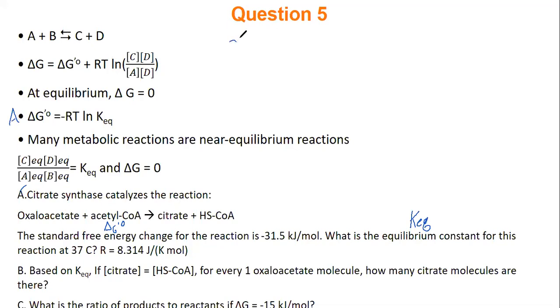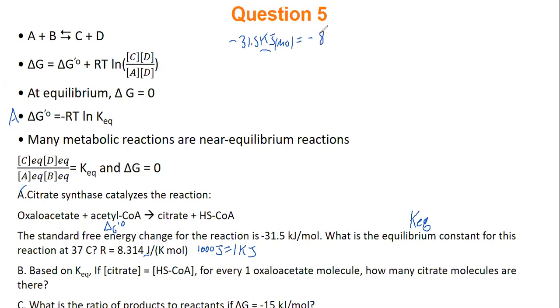So minus 31.5 kilojoules per mole equals minus R. So I give you R in joules. Make sure all your units match on both sides of the equation. So I have kilojoules right here. I need to convert R into kilojoules. Hopefully you remember that there are 1,000 joules for every 1 kilojoule.